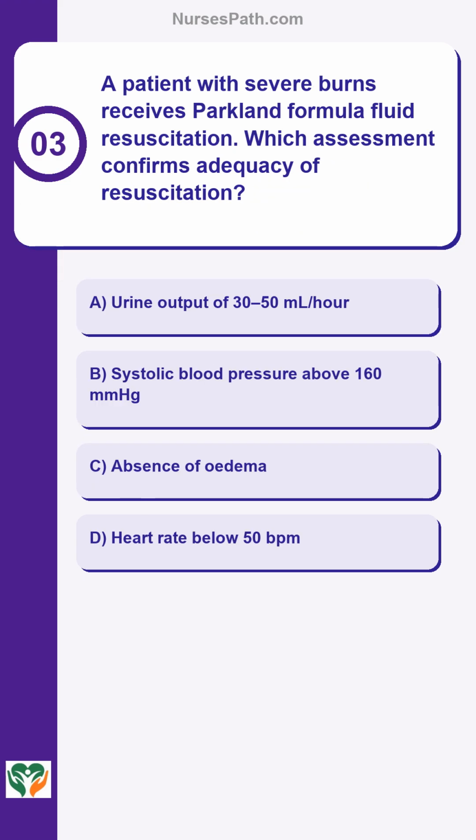Question 3. A patient with severe burns receives Parkland formula fluid resuscitation. Which assessment confirms adequacy of resuscitation? Urine output of 30 to 50 ml/hour. Systolic blood pressure above 160 mm of mercury. Absence of edema. Heart rate below 50 bpm.